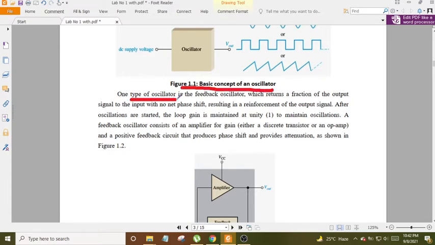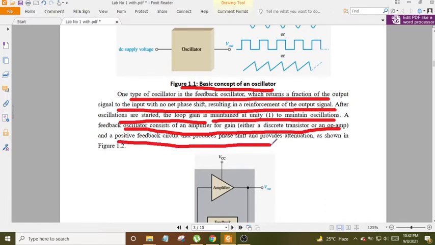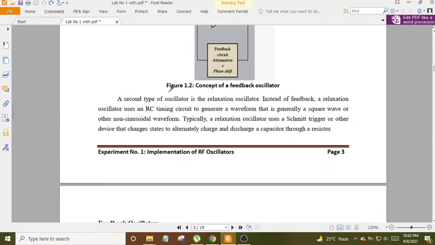One type of oscillator is the feedback oscillator, which returns a fraction of the output signal to the input with no net phase shift, resulting in a reinforcement of the output signal after oscillations are started. The loop gain is maintained at unity. To maintain oscillations, a feedback oscillator consists of an amplifier, either a discrete transistor or an op-amp, and a positive feedback circuit that produces phase shift and provides attenuation. Figure 1.2. Concept of a feedback oscillator.